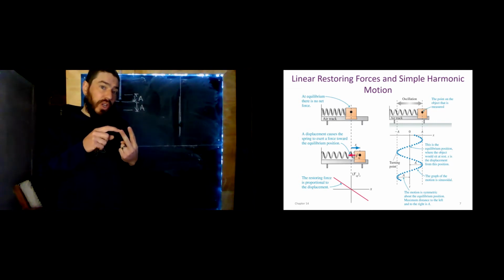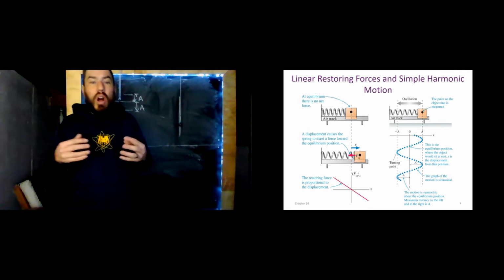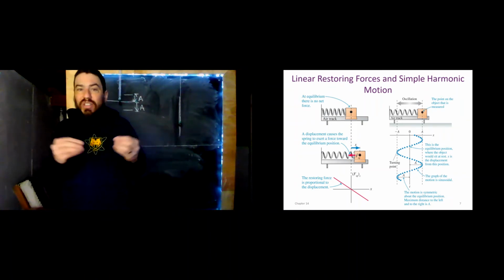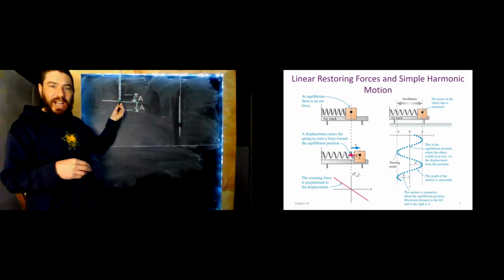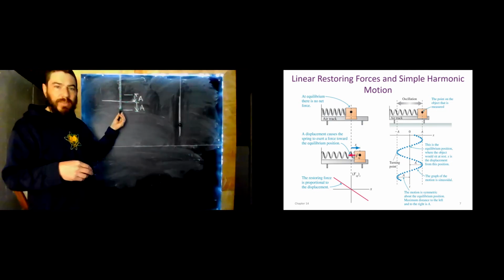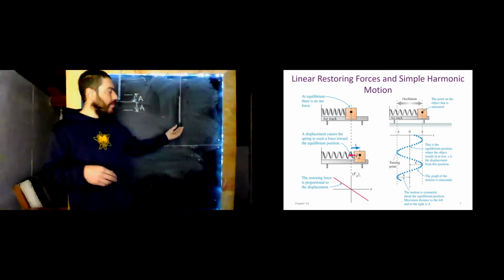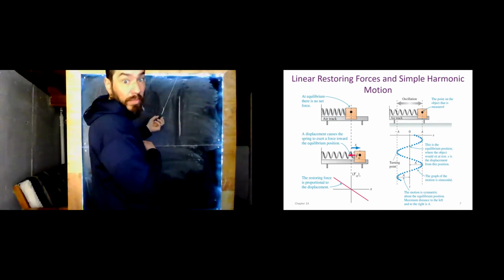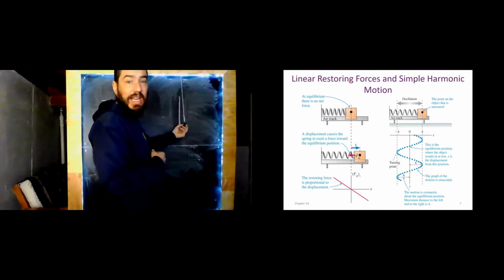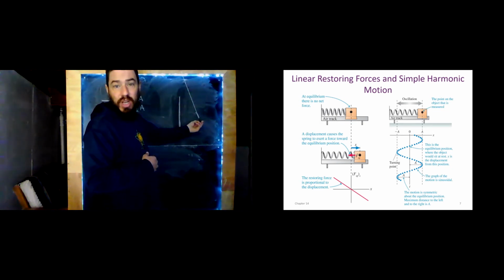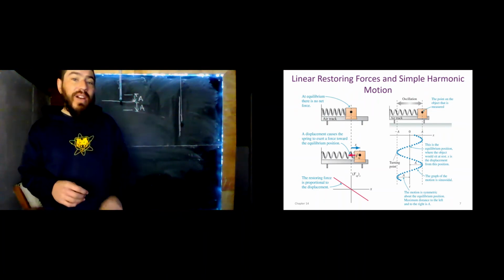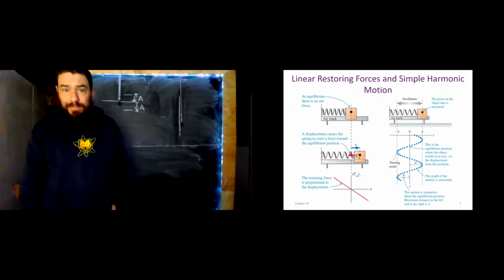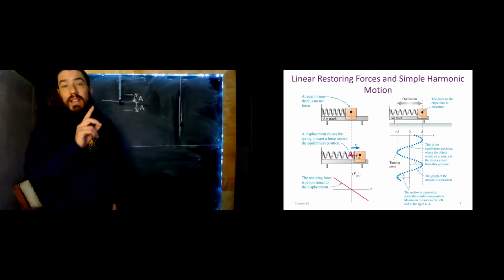In order to get this kind of motion, we need to have a linear restoring force. Recall that the restoring force is this force that pushes back towards the center, back towards the equilibrium position. Anytime the object is above the equilibrium position, there's a net force pulling it down. Anytime it's below the equilibrium position, there's a net force pulling it up. Anytime it is to the left of the equilibrium position, there is a net force pulling it to the right, and anytime it is to the right of the equilibrium position, there's a net force pulling it to the left. That's what the restoring force is. Now, if that restoring force is linear, then we get simple harmonic motion.